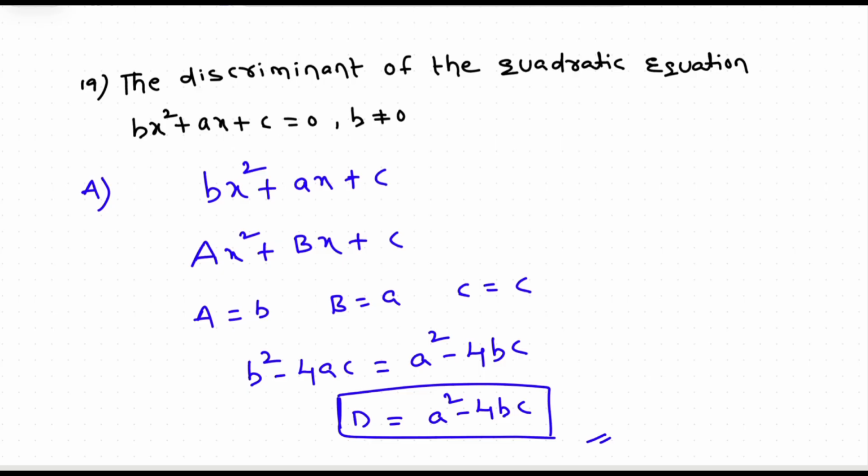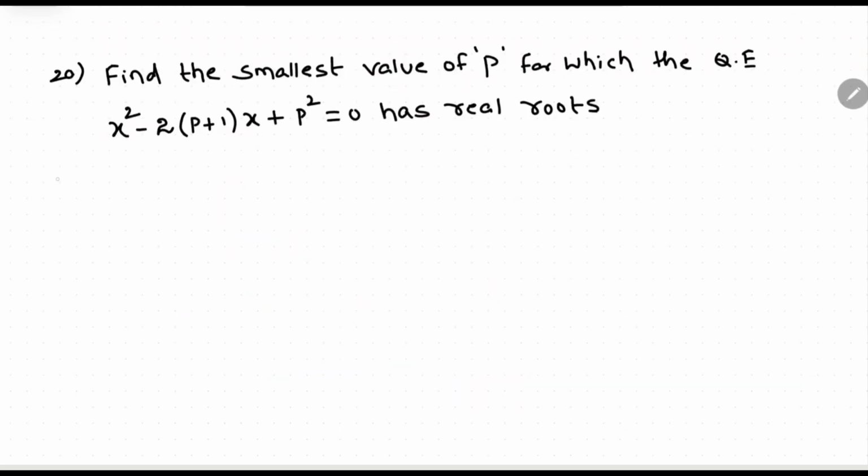Okay, this problem is very tricky one. Find the smallest value of p for which the given quadratic equation has real roots. So I'm writing the given quadratic equation: x power 2 minus 2 into p plus 1 x plus p square equals to 0.